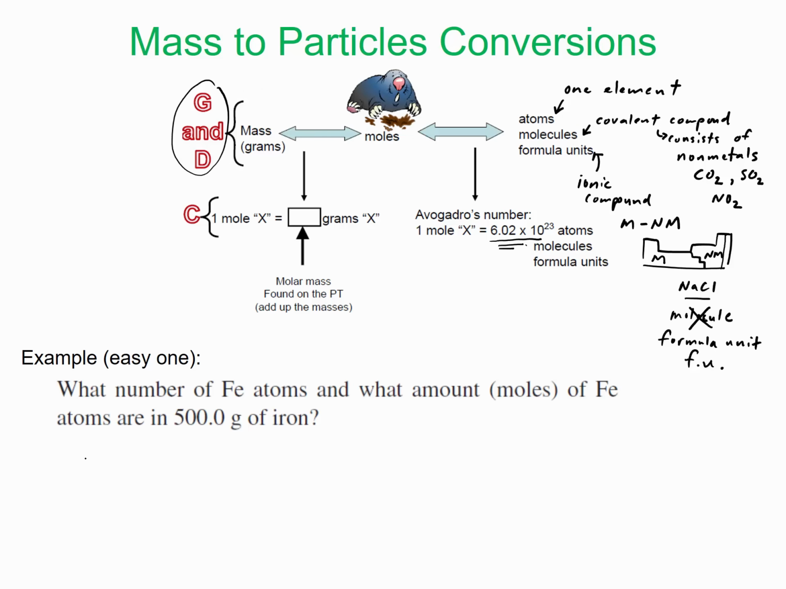Let's try this. Our given is 500.0 grams of Fe, so we're starting here at grams. We want to figure out how many atoms of iron that is. Our desired is right here, atoms. Notice it's just Fe, so we're solving for one element, not a compound or a formula unit like iron oxide. In that case, if it said how many formula units of iron oxide are in 500 grams of iron oxide, then our Avogadro's number would be formula units and not atoms.